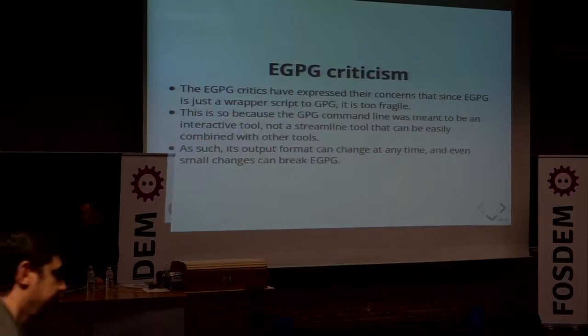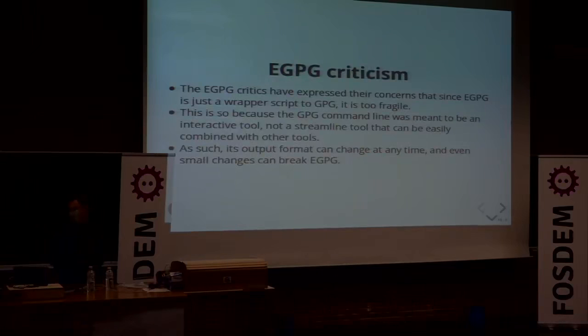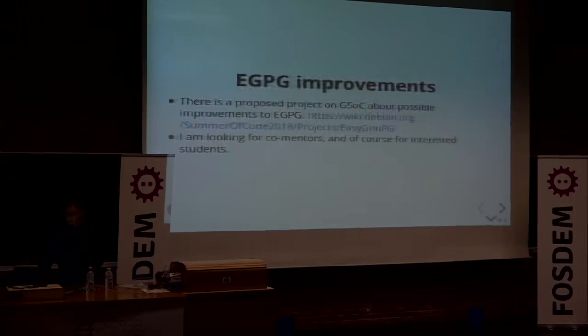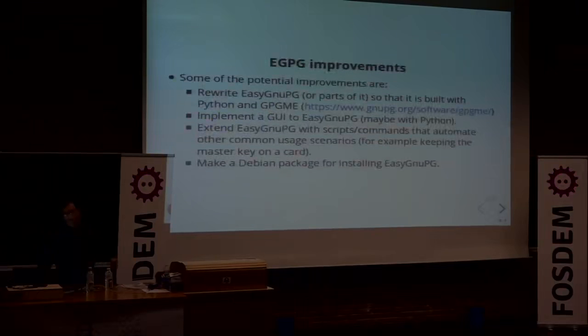eGPG criticism. The eGPG critics have expressed their concern that since eGPG is just a wrapper script to GPG, it is too fragile. This is so because the GPG command line was meant to be an interactive tool, not a streamlined tool that can be easily combined with other tools. As such, its output format can change at any time, and even small changes can break eGPG. A possible defense argument: the improvements that can be done are proposed as a Google Summer of Code project, which you can find on this web page, and some of the improvements are these.